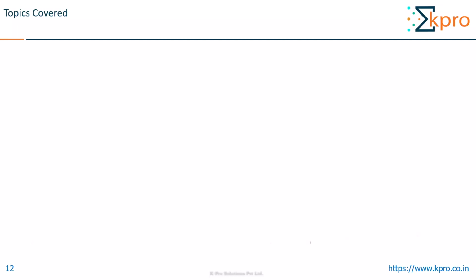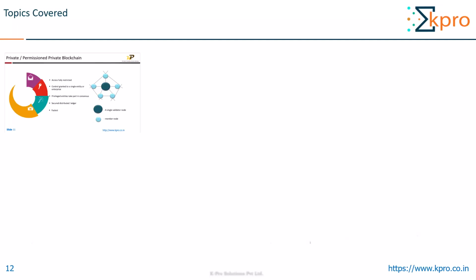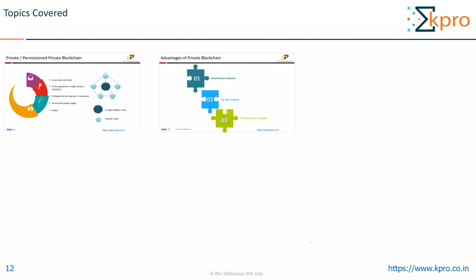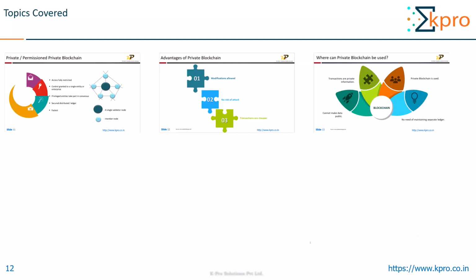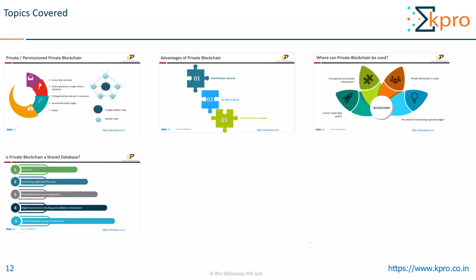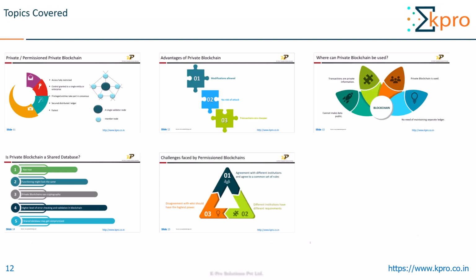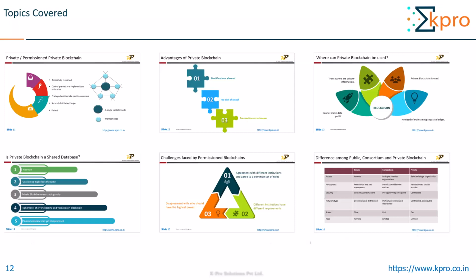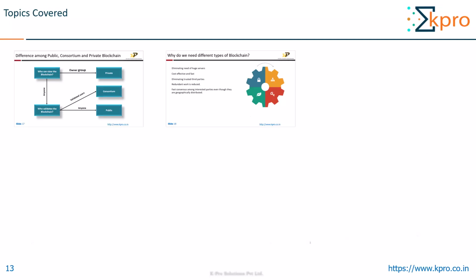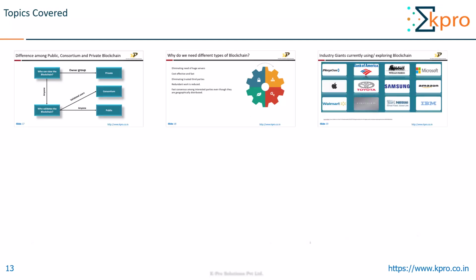Now let us have a quick recap of the topics that we have covered in this video. In the beginning we saw what private blockchains are. Then we saw the advantages of using the private blockchain. Then we saw where we can use the private blockchain. Then we talked about whether we can consider the private blockchain as a shared database. Then we saw some of the challenges faced by the private blockchain. Then we saw the differences among the public, consortium and private blockchain. Then we saw why we need different types of blockchain. And at last we saw some of the industry giants that are currently using or exploring the blockchain technology.